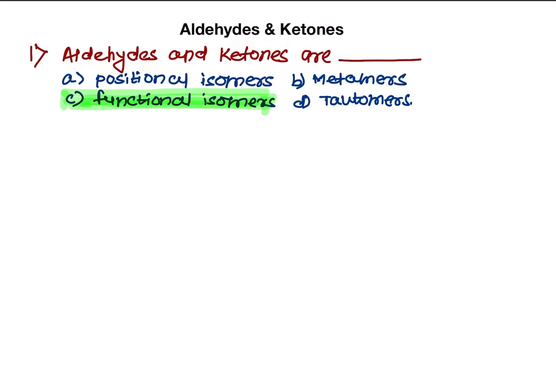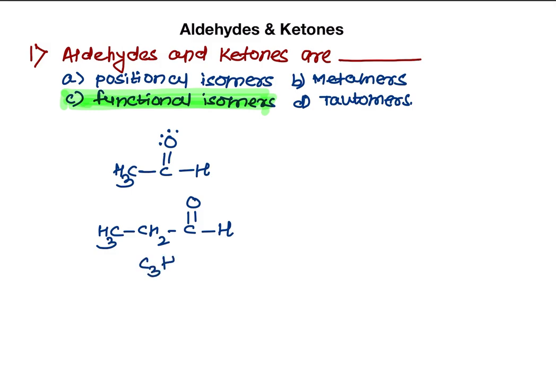We know what aldehydes are. Aldehydes are the first oxidized product of primary alcohol. Examples of this: acetaldehyde. Second, propionaldehyde. What is the molecular formula of propionaldehyde? Here it is C3H6O.